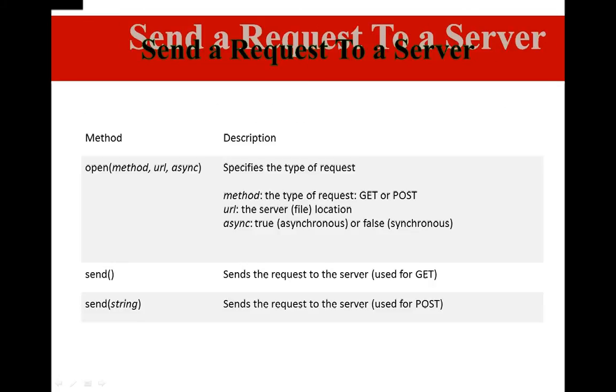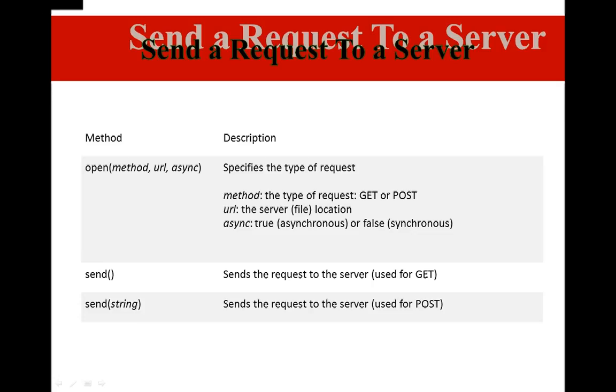Now, coming to the next step, once you create that object, you have to call the open method to specify a few arguments, or specify the type of request. What kind of request you are going to send, you need to specify in the open method. The first one is the method. Method is nothing but the type of request, like GET, POST, PUT, whatever it is. URL is the resource available at the server end. And asynchronous, true or false.